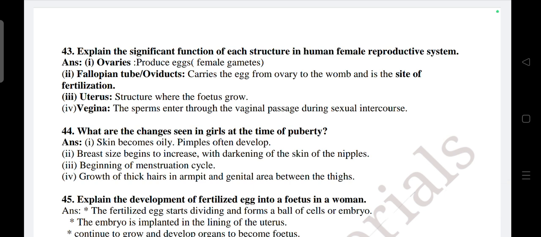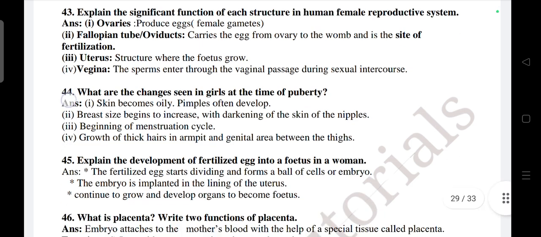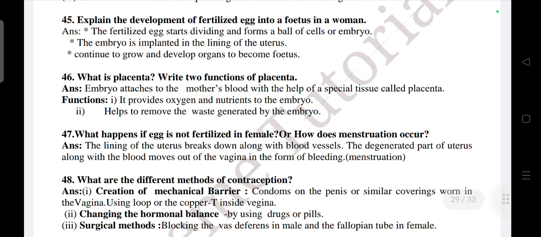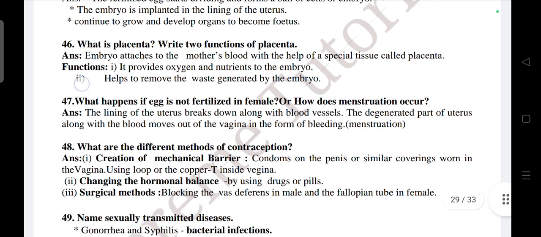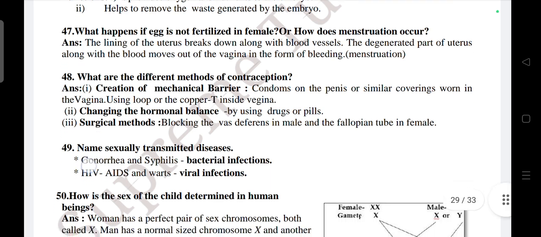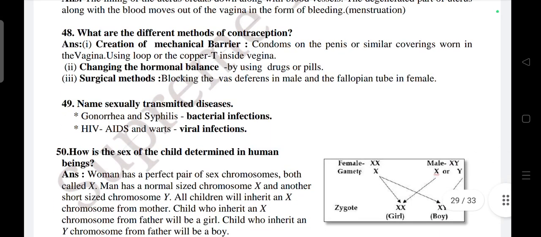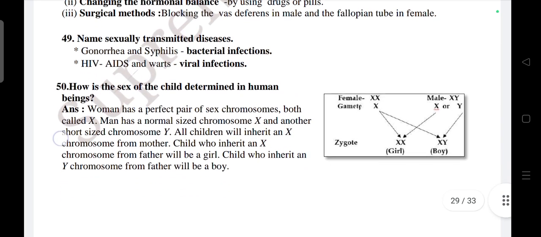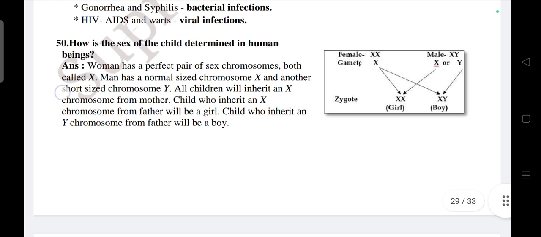What are the changes seen in girls at the time of puberty? Explain the development of fertilized egg into the fetus in a woman. What is placenta? Write the function of placenta. What happens if the egg is not fertilized in a female, or how does menstruation occur? What are the different methods of contraception? Name the sexually transmitted diseases. How is the sex of the child determined in human beings?